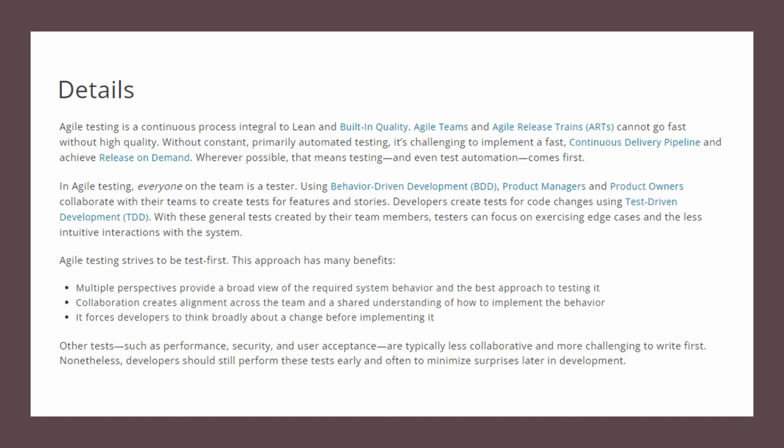This approach has many benefits. Multiple perspectives provide a broad view of the required system behavior, and the best approach to testing it. Collaboration creates alignment across the team and shared understanding of how to implement the behavior. It forces developers to think broadly about a change before implementing it. Other tests such as performance, security, and user acceptance are typically less collaborative and more challenging to write first. Nonetheless, developers should still perform these tests early and often to minimize the surprises later in the development.